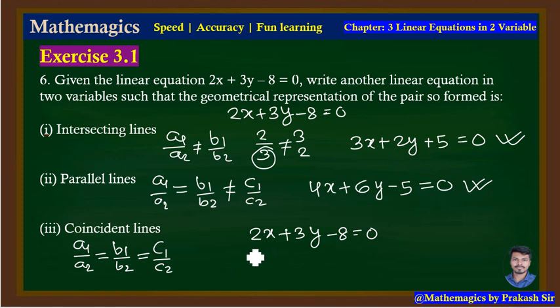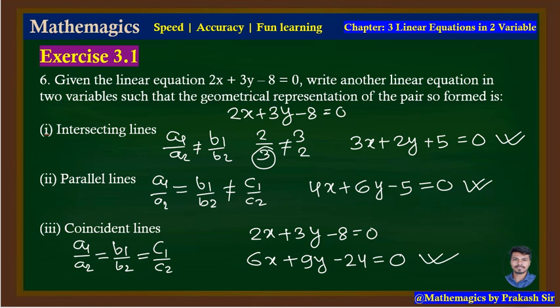That means let us take the third multiple. So 3 twos are 6x. So 3 threes are 9y minus 8 times 3 is 24, is equal to 0. So this is the equation which is coincident with the first equation. I hope, dear friends, you have understood the topic.